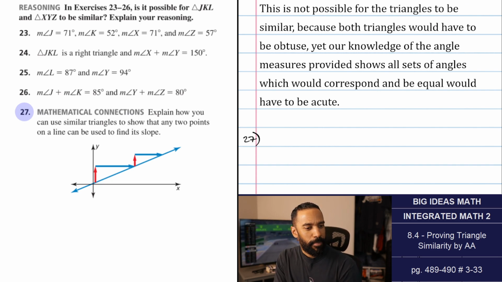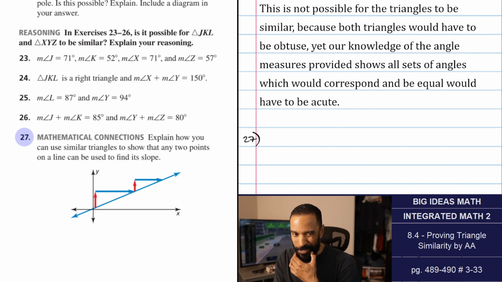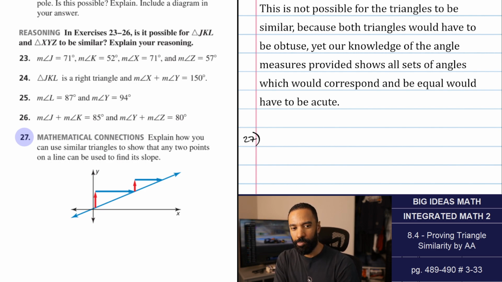Okay, number 27, mathematical connections. Explain how you can use similar triangles to show that any 2 points on a line can be used to find its slope?